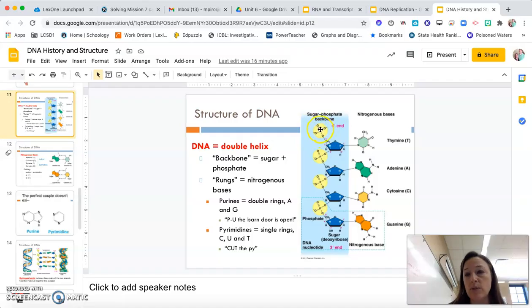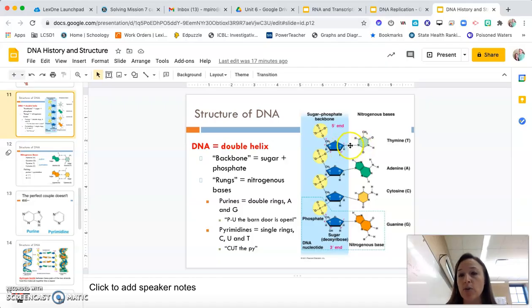So we have a phosphate group, which is PO4, attached to a 5-carbon sugar, which in DNA is deoxyribose. And then that is attached to another phosphate group, another sugar, deoxyribose, another phosphate group, deoxyribose, back and forth. And so that's why we call it the sugar phosphate backbone. It is all covalently bonded. Strong bonds, it's going to hold it together, keep it stable. That's a good thing.